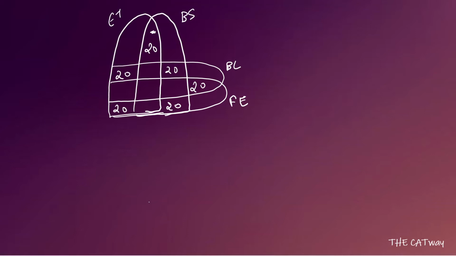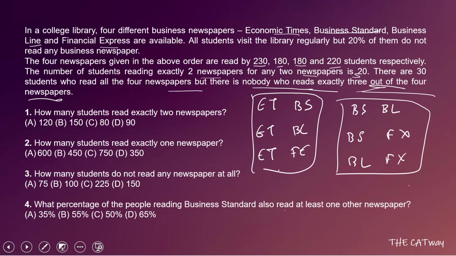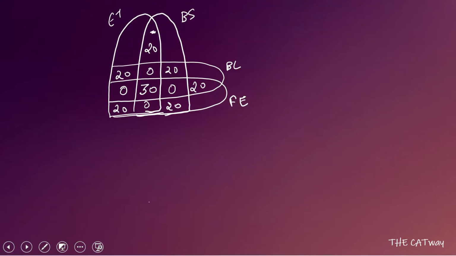Okay, it has been given that every group of 3 is going to be 0, so they are going to be 0 each, and it has been given that the number of people who read all of them is 30. Okay, so all of them are 30. Now after that what has been given to us, that a total of 230 people read Economic Times. So that means Economic Times is going to be represented here, the addition of all these.